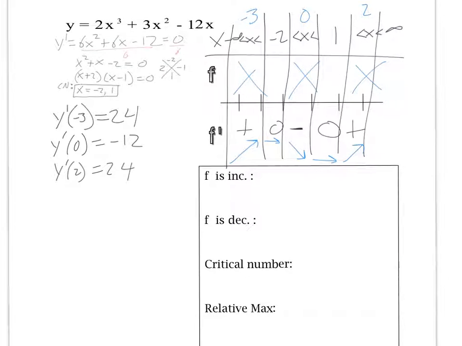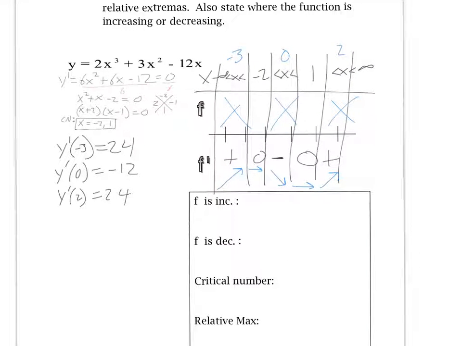Let's take a look. So when is f increasing? F is increasing on 2 intervals. We can see that it's increasing from -infinity to -2. And sometimes you'll see like a little U here for union. It just really means and, from +1 to +infinity. And it's decreasing from -2 to +1. Critical numbers, we had 2 of them. It was when x equals -2 and 1.